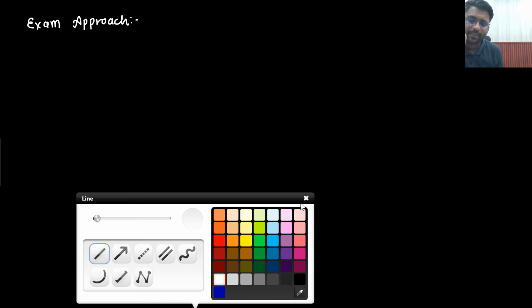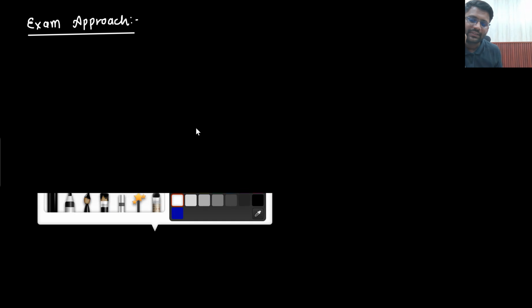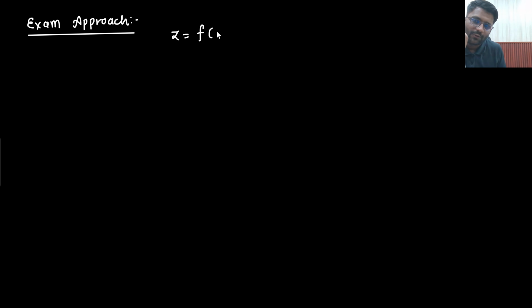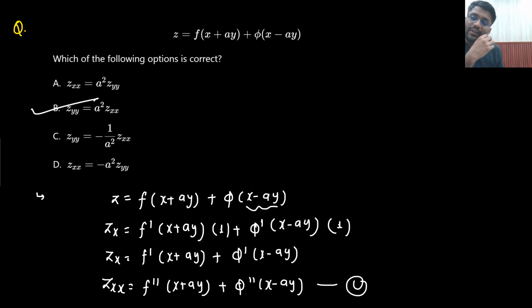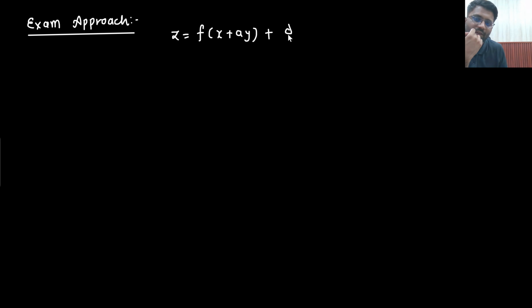Exam approach: if nothing is clicking, let's say partial differentiation is not even clicking to me, what would I do? What is z given as? z is given as f of x plus ay plus phi of x minus ay. So basically they want to say that z is a function of x plus ay and x minus ay.